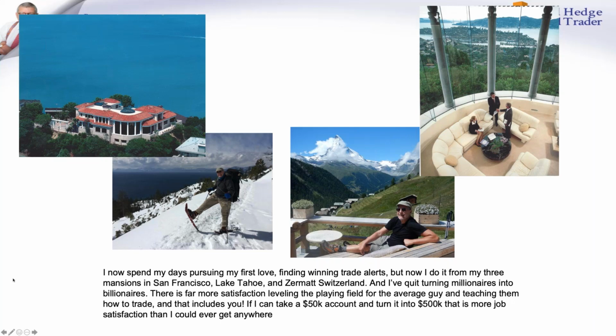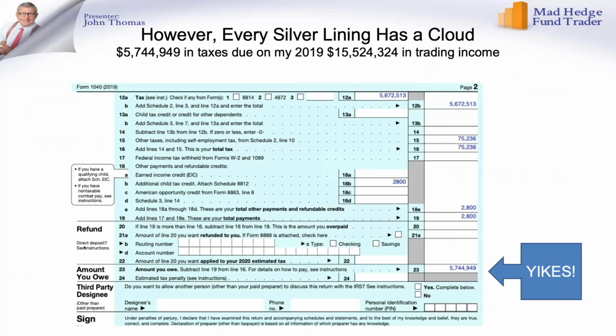There's far more satisfaction leveling the playing field for the average guy and teaching him how to trade, and that includes you. If I can take a $50,000 account and turn it into $500,000, that is more job satisfaction than I could get anywhere. However, every silver lining has a cloud. This is my 2019 tax return. It shows I had to pay $5.7 million in taxes on $15.5 million in trading profits, and this year looks like it'll be even better.